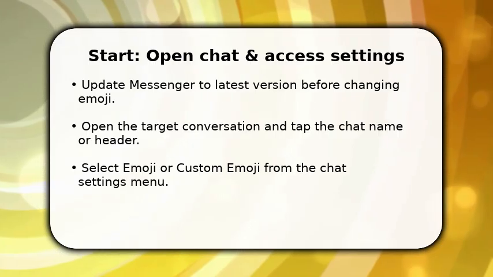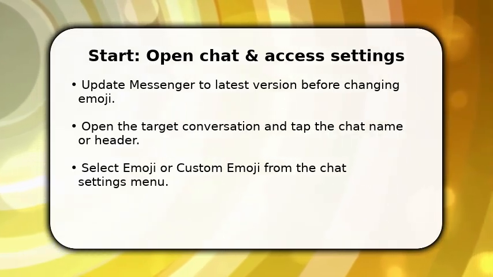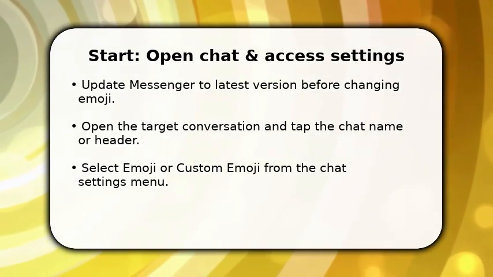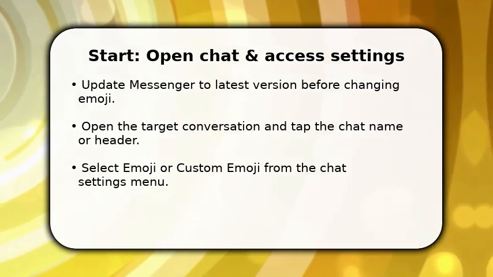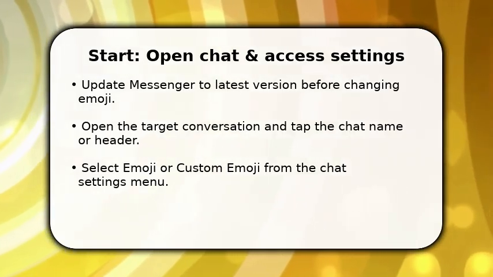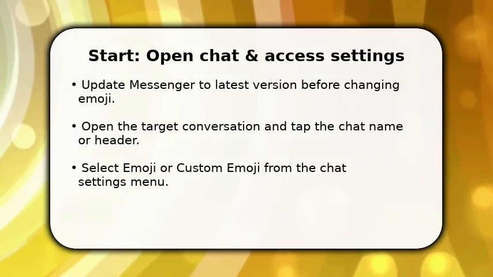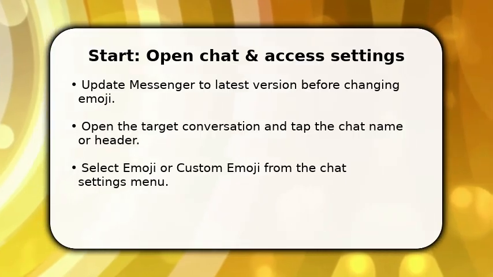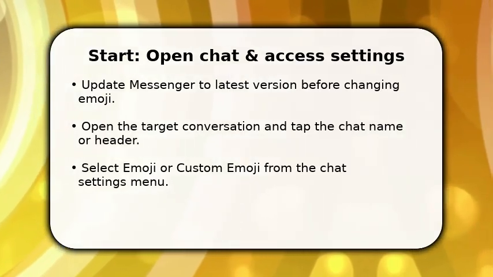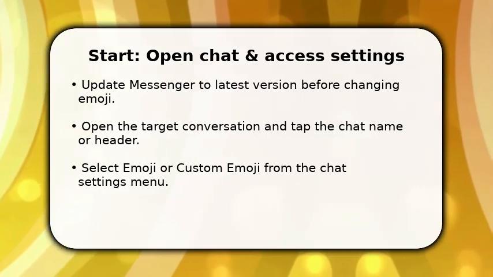You'll begin by opening the conversation you want to customize. Make sure the app is updated so options match. Once done, tap the chat name at the top to open conversation settings because that's where Emoji controls live. You'll see a direct emoji or reaction setting. Tap it now to view the current default and the list of available alternatives.